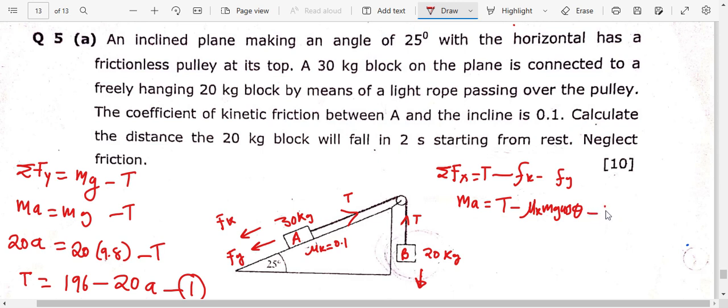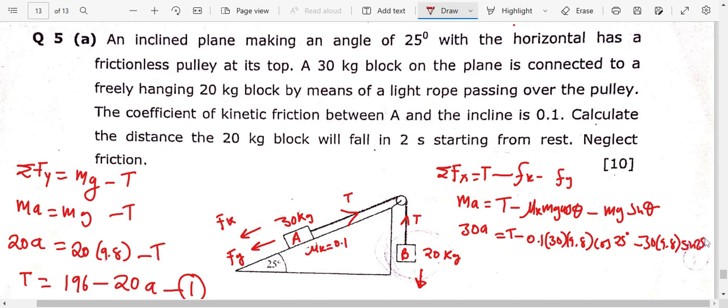Okay, and we know that Fg is given by mg sine theta. So I'll start substituting. The mass for this one is 30 multiplied by the acceleration, that is going to be equal to tension minus mu k, that is 0.1. The mass is 30, g is 9.8, and then cos of the angle of the incline, that is 25, minus mg. Mass again is 30, g is 9.8, and then sin of the angle of the incline, that is still 25.